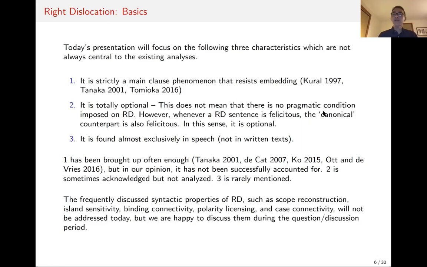It's just that whenever a right dislocation sentence is felicitous, the canonical counterpart is also felicitous. So do you have any kind of environment where a right dislocation sentence is felicitous, but the canonical counterpart is not felicitous? Well, we don't find such an environment. So in this sense, it is totally optional.